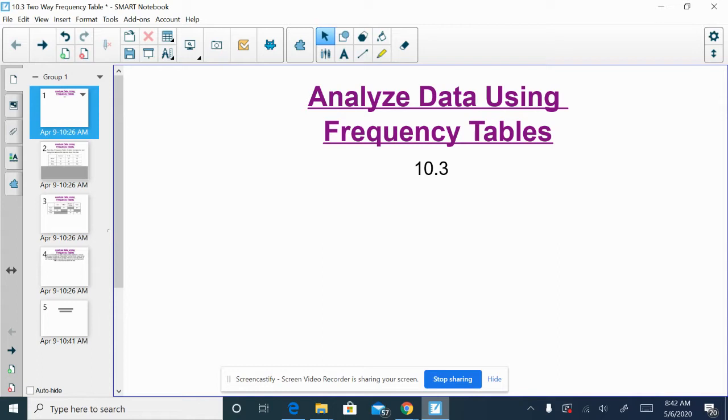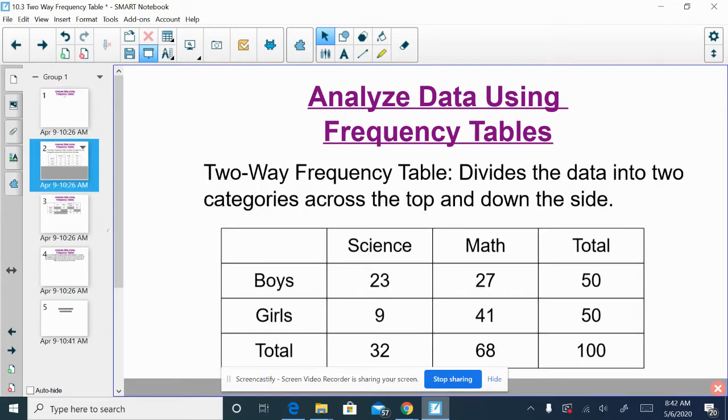Essentially, a frequency or two-way table is a way to display data and compare two different things, like two different categories, like boys and girls and favorite type of class. So here would be an example of a two-way frequency table. We've got two categories, gender and favorite class, and then we're going to compare it.